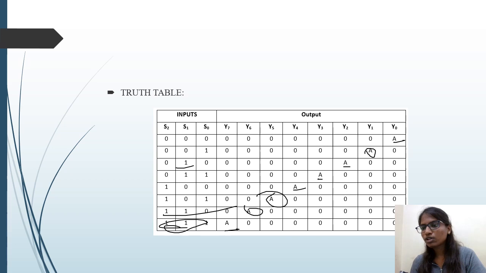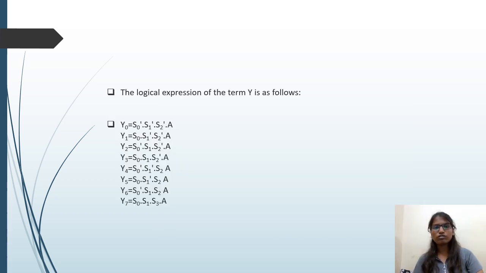So the logical expression of the 1:8 demultiplexer is, we'll get Y0 is equal to S0 bar, S1 bar, S2 bar, A. Then for Y1 we'll get S0, S1 bar, S2 bar, A. Then for Y2 we'll get S0 bar, S1, S2 bar, A. And for Y3 we'll get S0, S1, S2 bar, A. For Y4 we'll get S0 bar, S1 bar, S2, A. For Y5 we'll get S0, S1 bar, S2, A. For Y6 we'll get S0 bar, S1, S2 and A. For Y7 we'll get S0, S1, S2 and A.